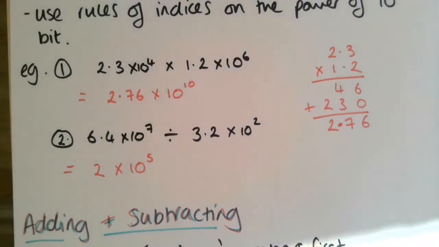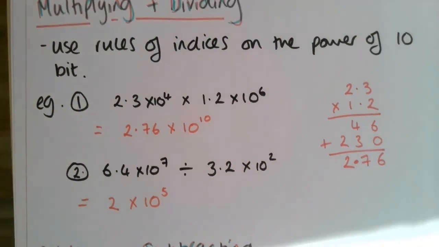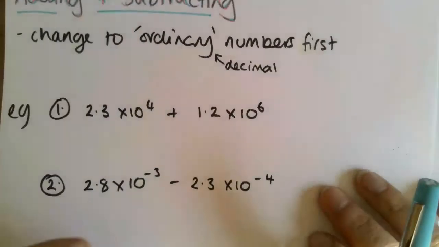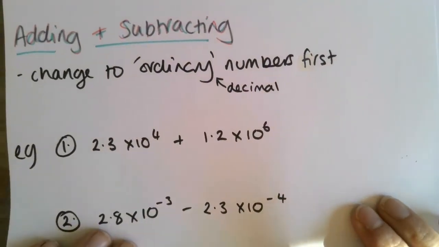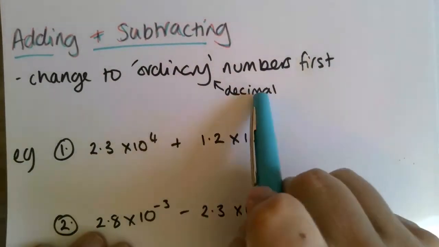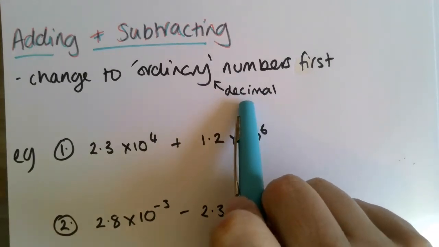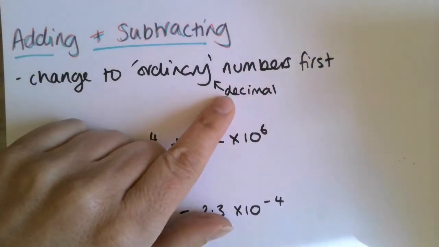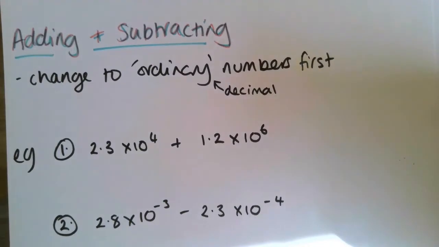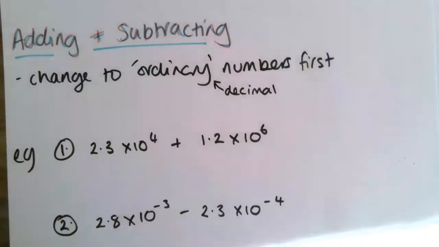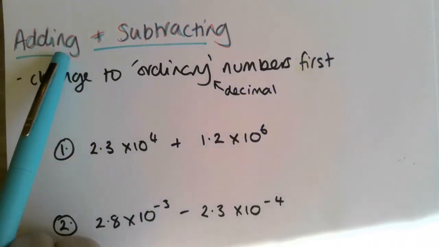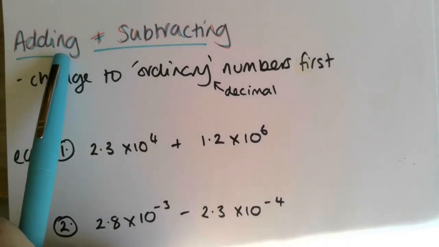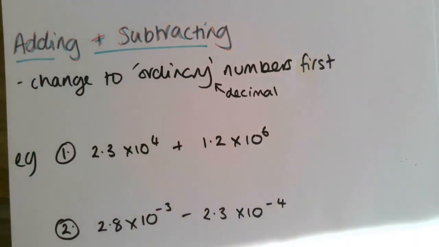Okay, then adding and subtracting, you can't use that wee sneaky rule whenever you're adding and subtracting. For this you have to change to an ordinary number first, and I reminded myself here to remind you that by ordinary number, like 2 or 2.7 or whatever it is, really I should be saying it's a decimal number, right? Like the decimal system of numbers. Okay, so if you're adding and subtracting, it's actually a little bit more awkward because you do have to change them into your ordinary numbers first of all.